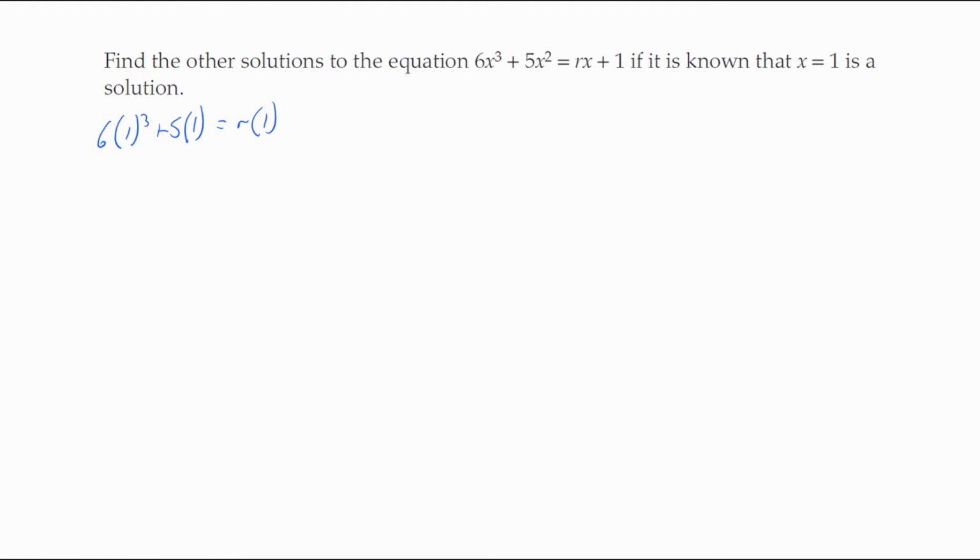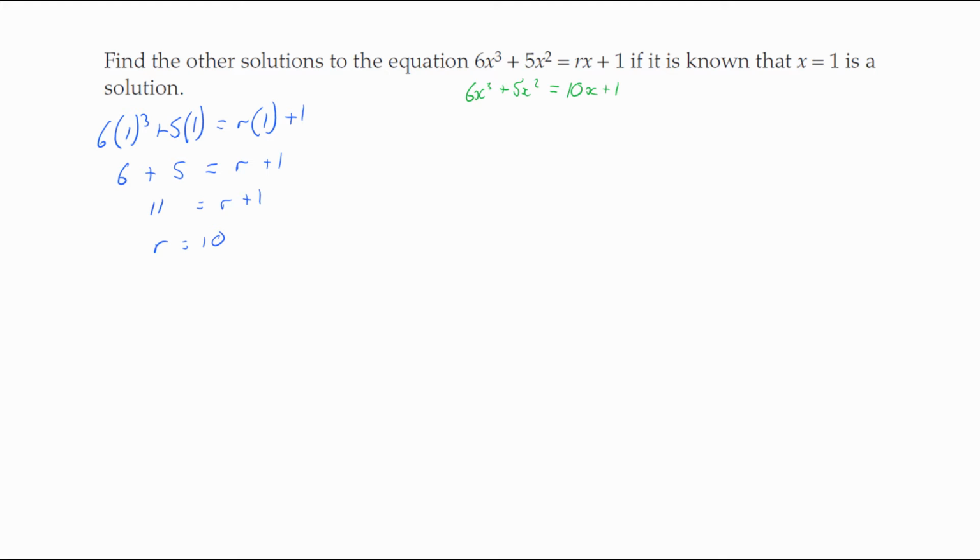So by subbing in x equals 1, and then simplifying our problem, we find that we've got 6 plus 5 equals r plus 1, which means that 11 equals r plus 1, and r is therefore equal to 10. Now, that is a fixed value, so we can rewrite the problem with r subbed in. So instead of this equation, we've now got 6x cubed plus 5x squared equals 10x plus 1.